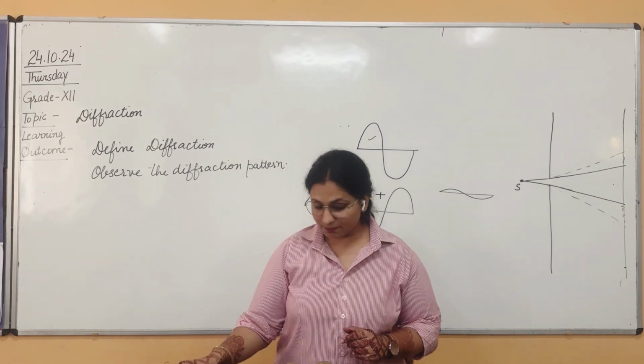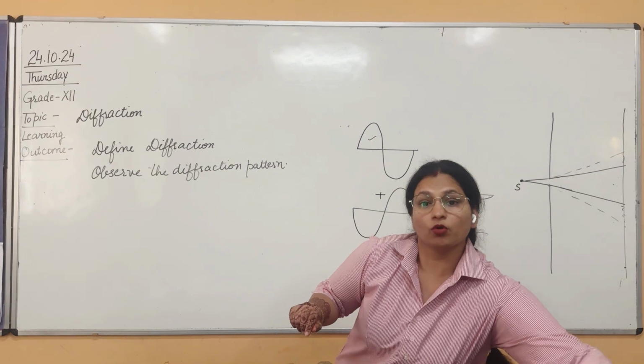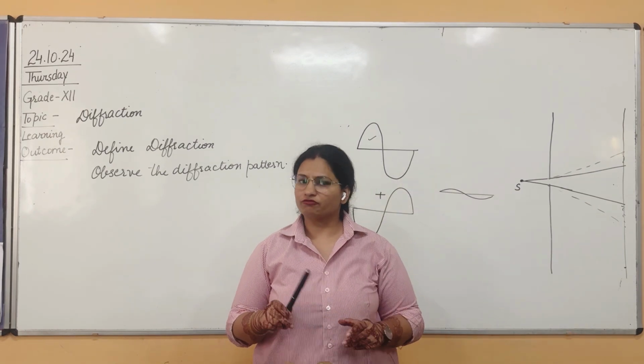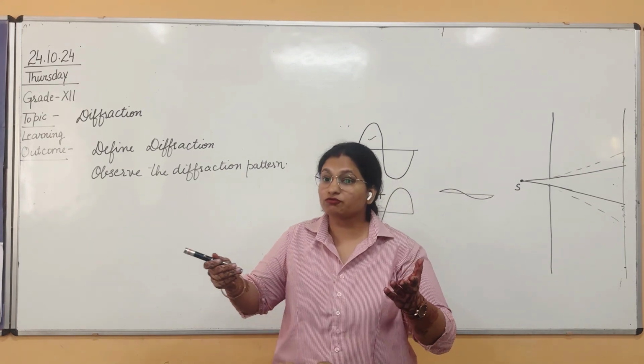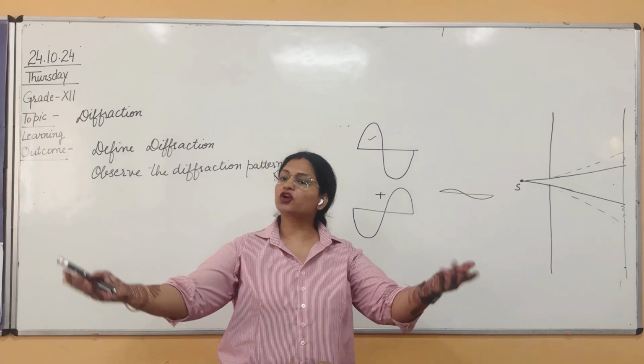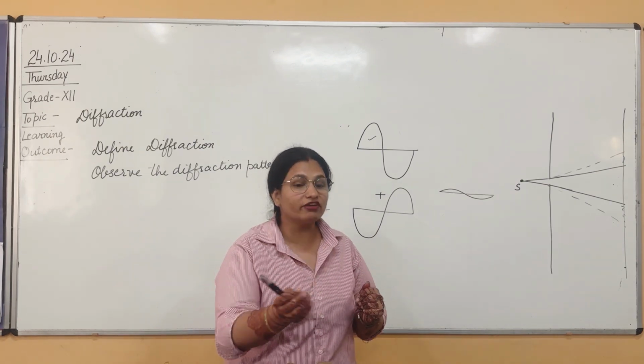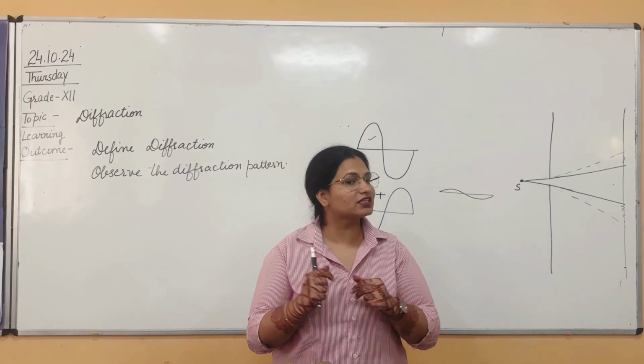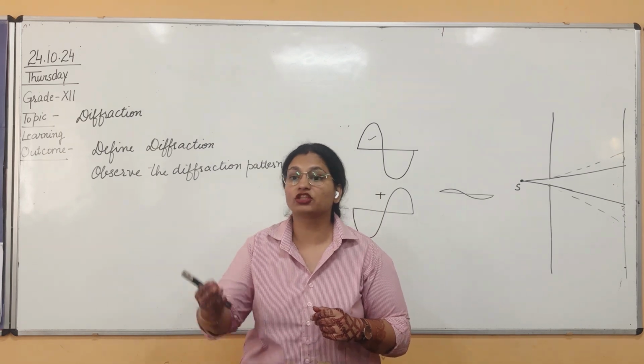Second thing, we must use a monochromatic source of light. Why so? Because if we use a visible source, it has a number of wavelengths. It has 7 colors. So all the colors mix together and we do not have a coherent pattern.